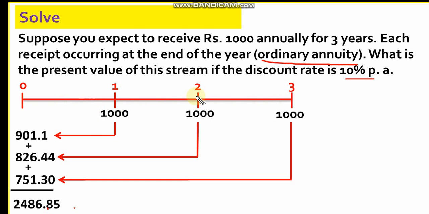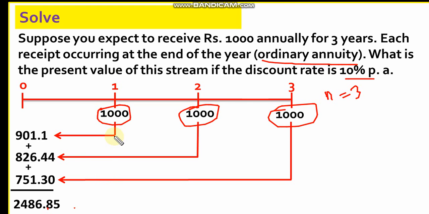So my tenure n is 3, and what I am getting here is 1,000 at the end of year 1, the same 1,000 at the end of year 2, and 1,000 at the end of year 3. As all these are 1,000, we call it an annuity. Now this 1,000 rupees, I can solve in 3 ways.